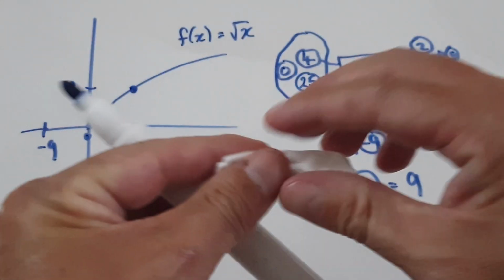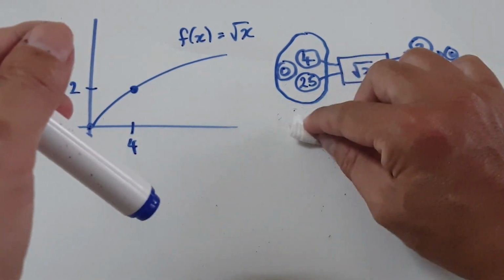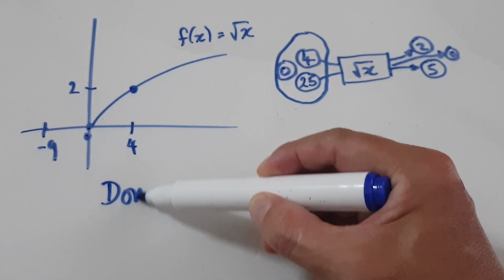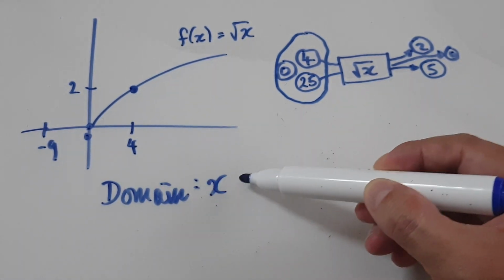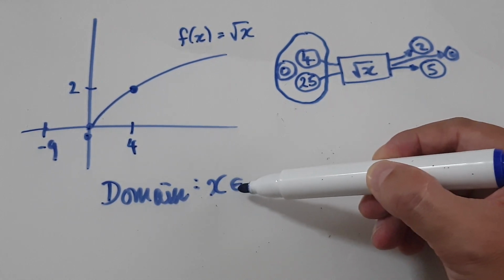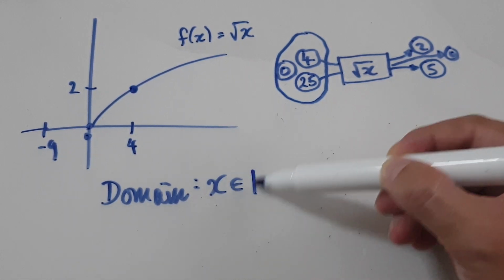So when you come to write the domain, there are lots of ways of writing it. It depends on your teacher. So one way is to write: the domain of this function would be x belongs to, so this is just an epsilon sign to depict that x belongs to the real number line.